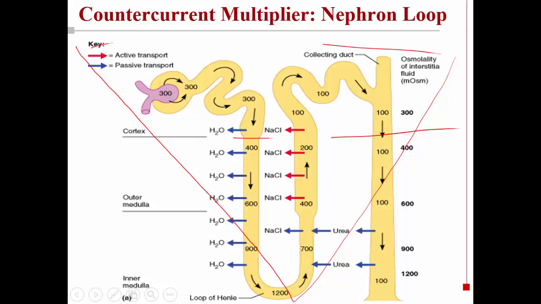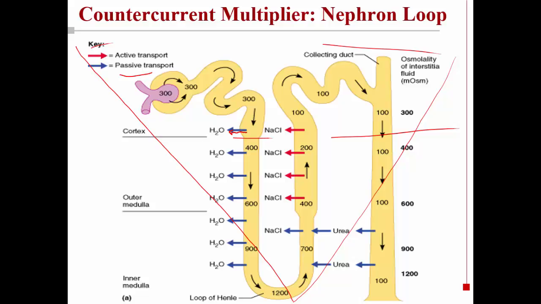As we enter the descending loop, you'll notice that the osmolality inside is becoming higher and higher. It's increasing. And the reason for it is that water is moving out. Water is moving out through passive transport, a process called osmosis. And why would the water move out? Well, remember that osmosis is movement of water from a dilute solution to a more concentrated solution. So water is moving down its concentration gradient.